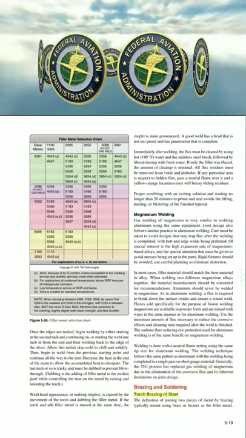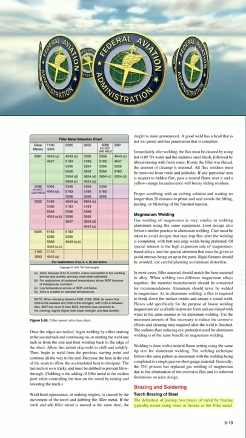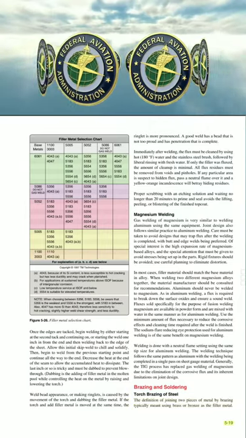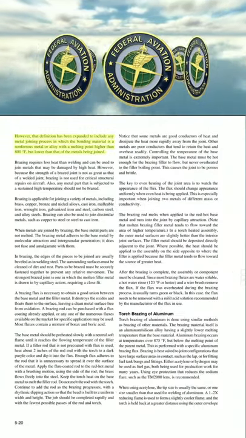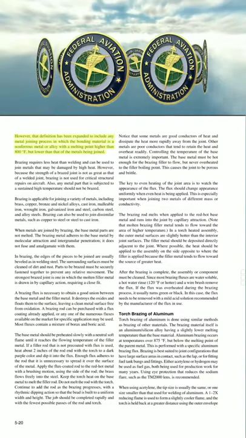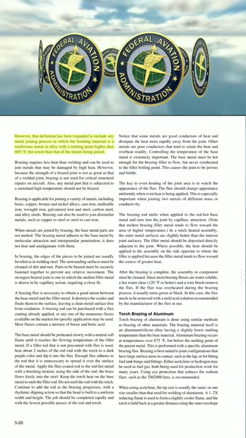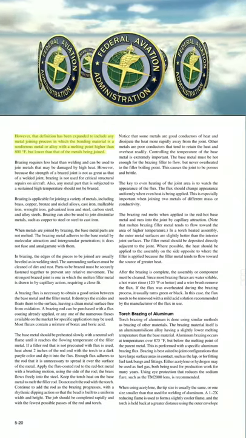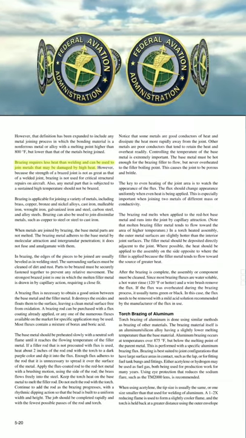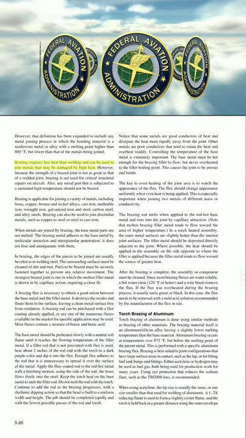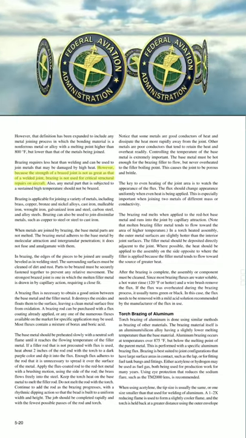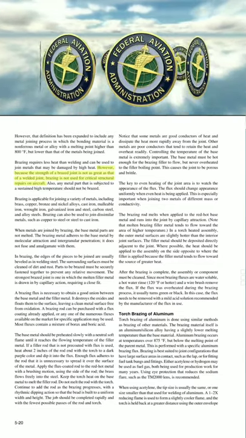Brazing and soldering. Torch brazing of steel. The definition of joining two pieces of metal by brazing typically meant using brass or bronze as the filler metal. 5-19. However, that definition has been expanded to include any metal joining process in which the bonding material is a non-ferrous metal or alloy with a melting point higher than 800 degrees F, but lower than that of the metals being joined. Brazing requires less heat than welding, and can be used to join metals that may be damaged by high heat. However, because the strength of a brazed joint is not as great as that of a welded joint, brazing is not used for critical structural repairs on aircraft.